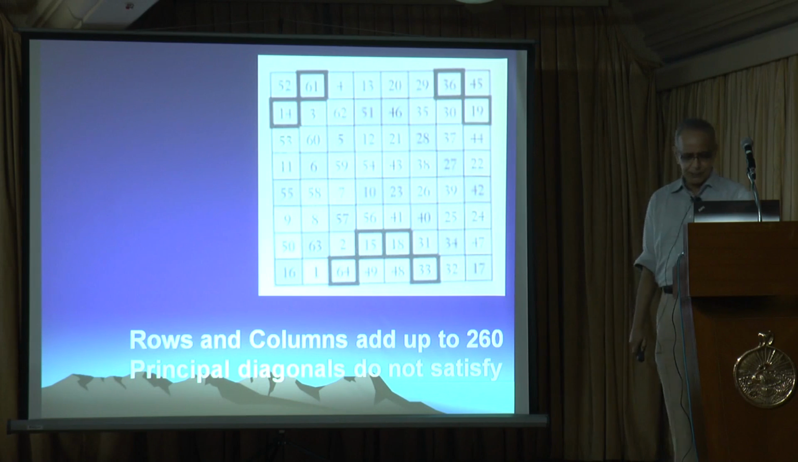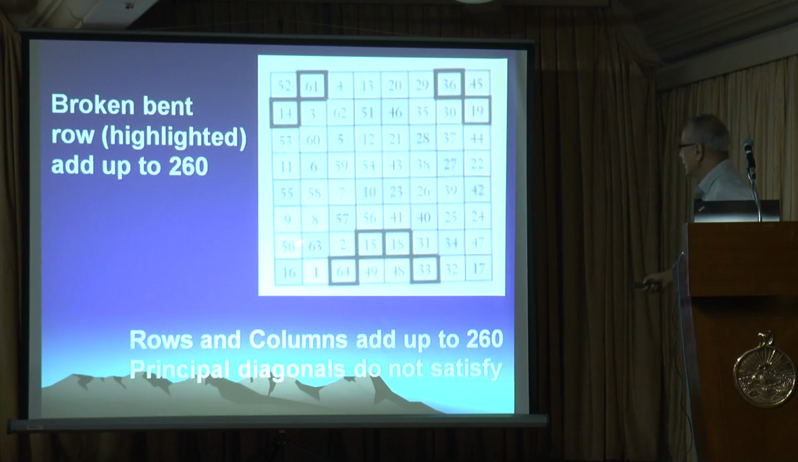But it has some other special properties. Like, as you see, this shaded portion, this is the broken bent row. It is not a straight row, it is a broken bent row. If you add all these numbers, again we will get 260. If I add all these numbers, again we will get 260. If I add this, then this and this, again we get 260. Not only that, if I take a 4 by 4 subsquare, I can get 4 of them.